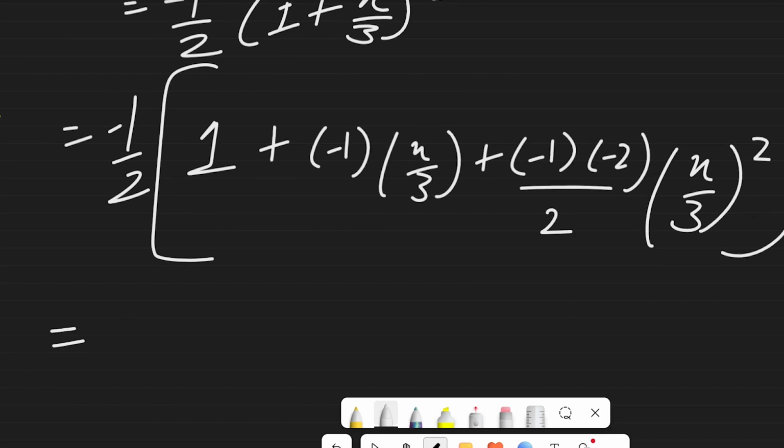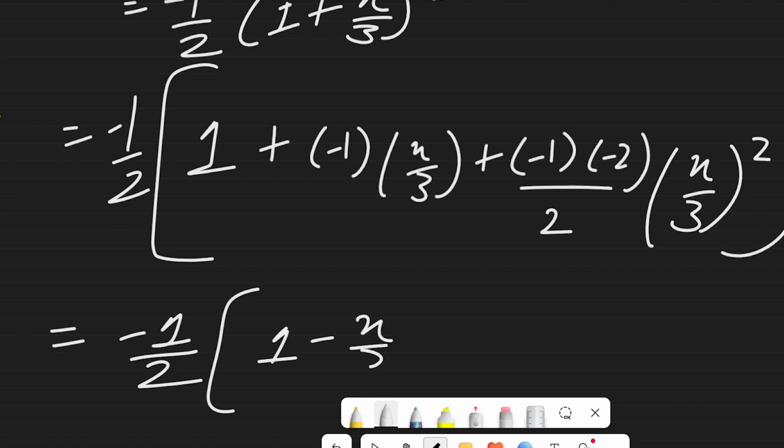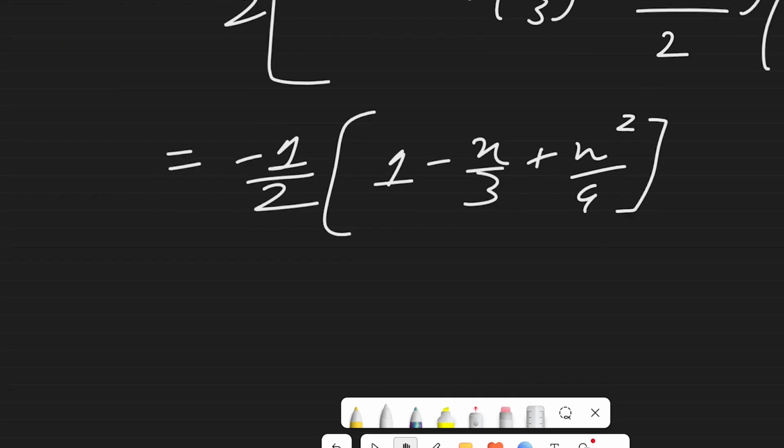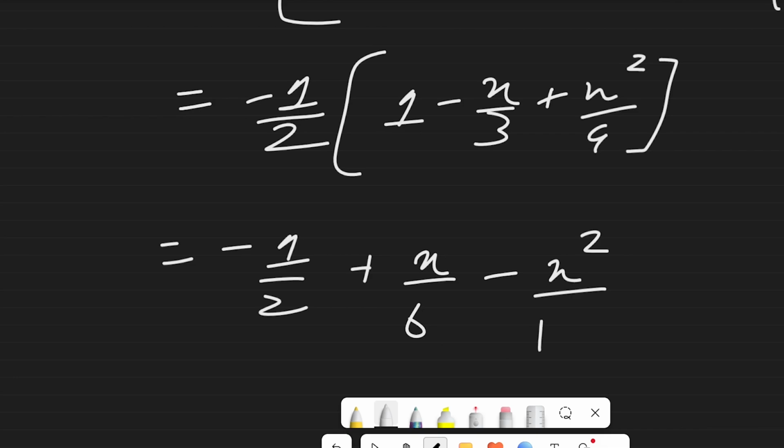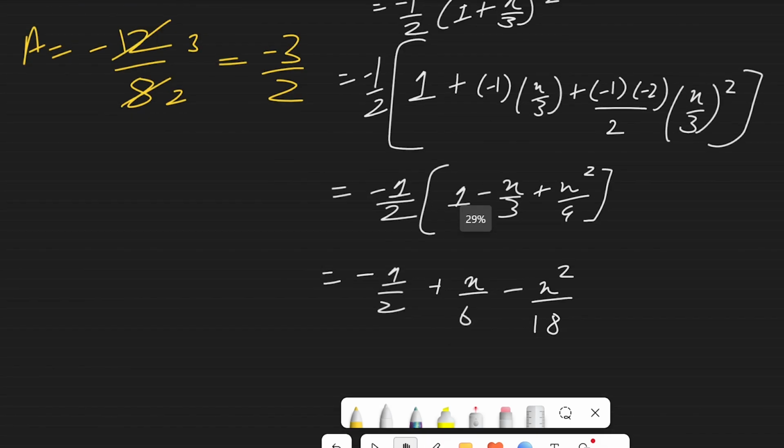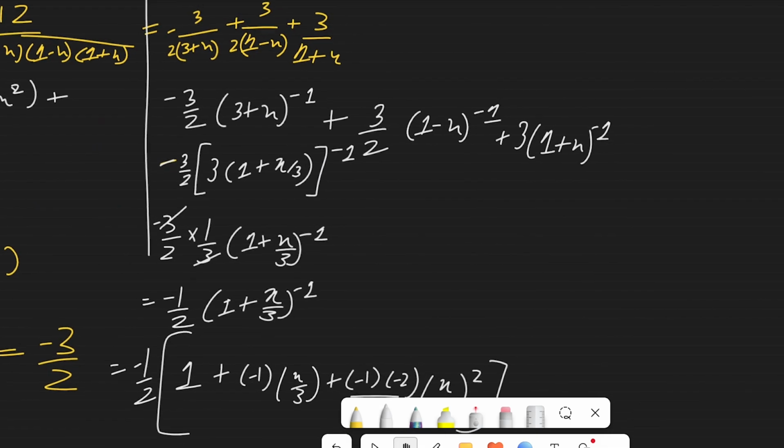Okay, now we will multiply it out with this bracket, minus 1 over 2, or first of all we can just simplify the internal things. Minus x over 3, it will be positive 2 over 2, which is 1, so x square over 9 plus x square over 9. Okay, and it would be minus 1 over 2 plus x over 6 minus x square over 18. Okay, so this is our expansion from this part. Now let's move on to the other parts.